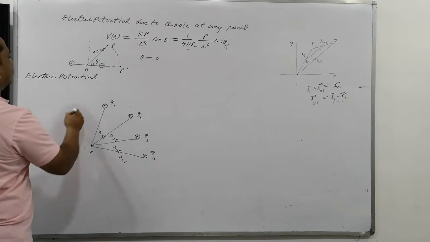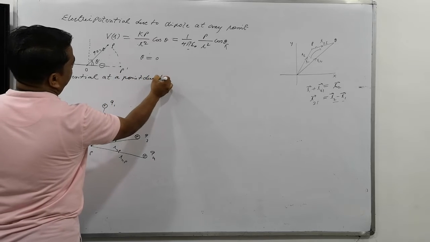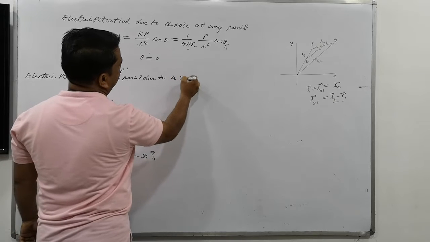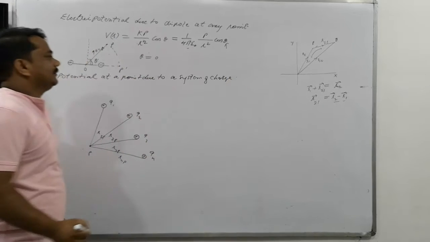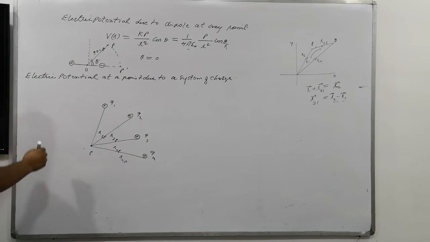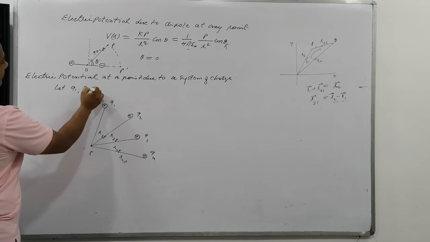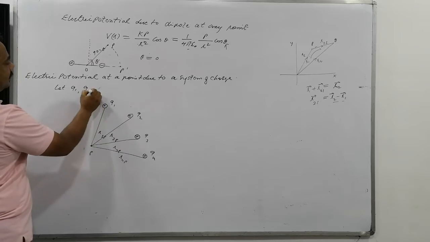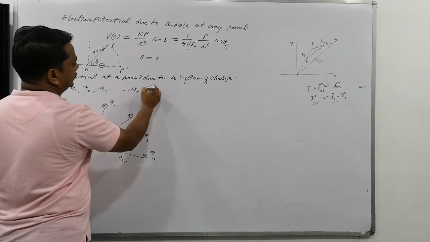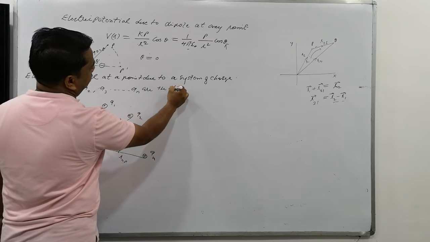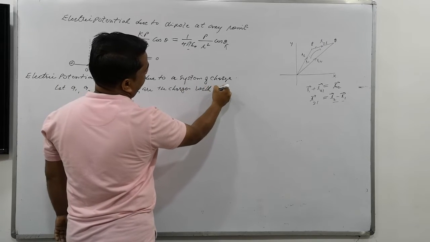Just write: electric potential at a point due to a system of charges. What shall be it? So here, simply consider Q1, Q2, Q3, Qn as the charges with their position vectors.